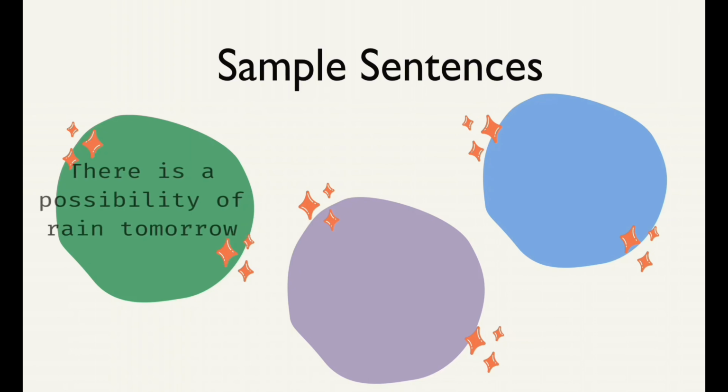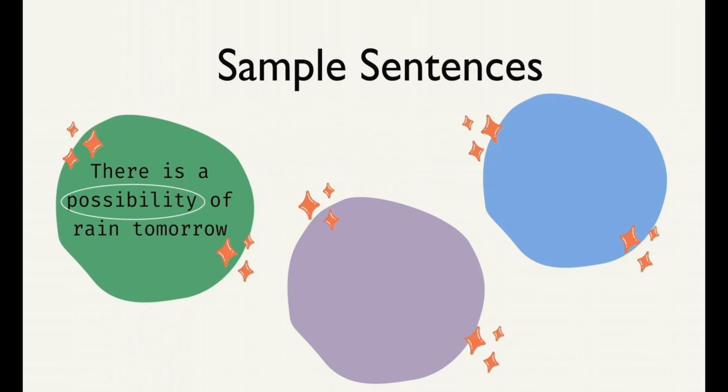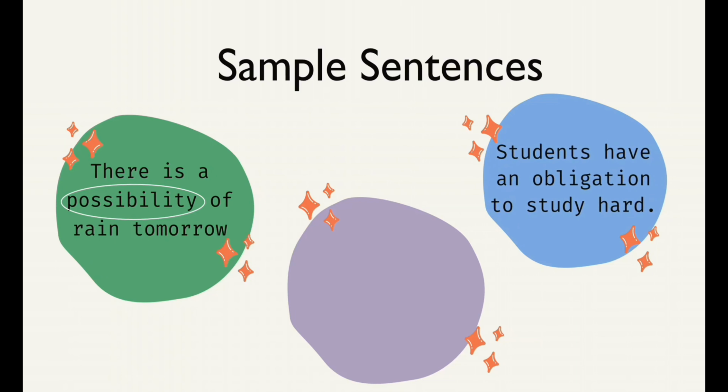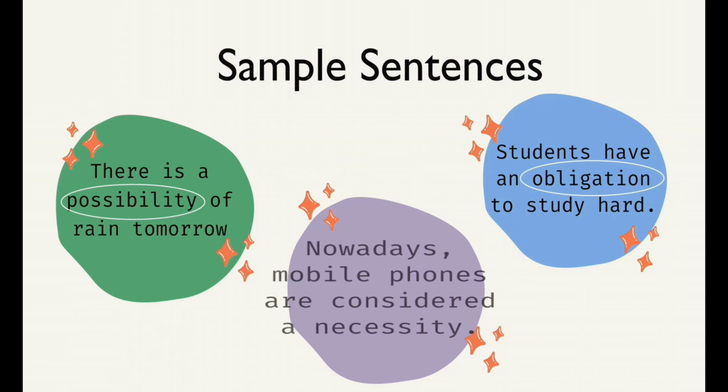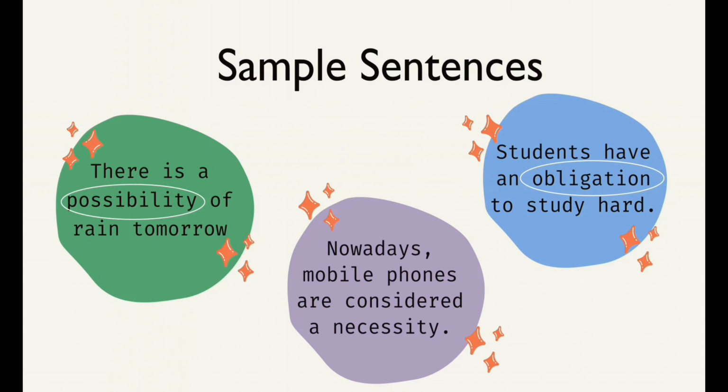In the first sentence, the modal noun used is possibility. The second sentence uses the modal noun obligation. And the third sentence uses necessity. As you can observe, each modal noun conveyed different meanings.